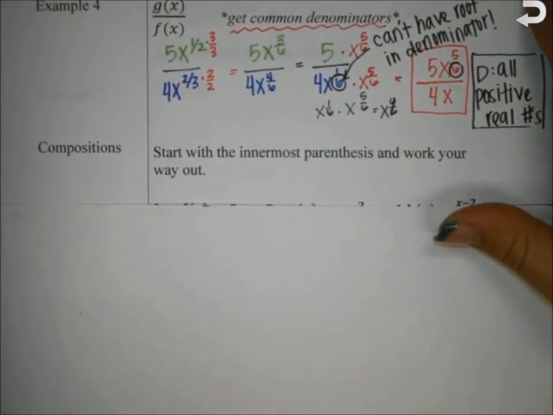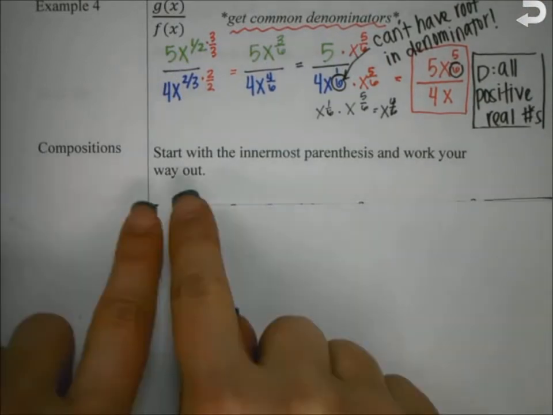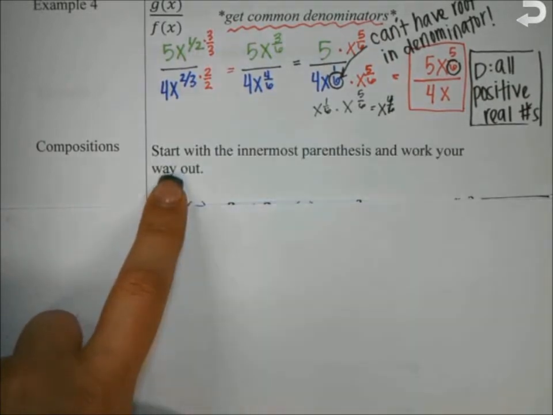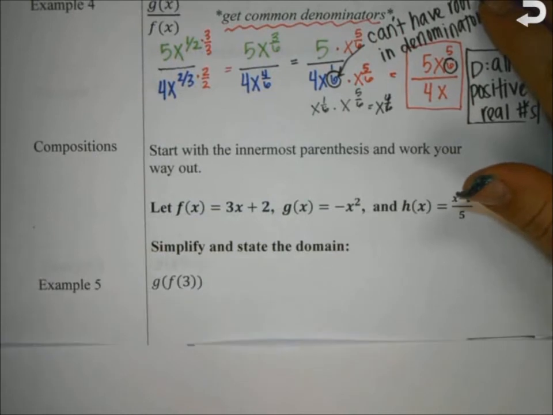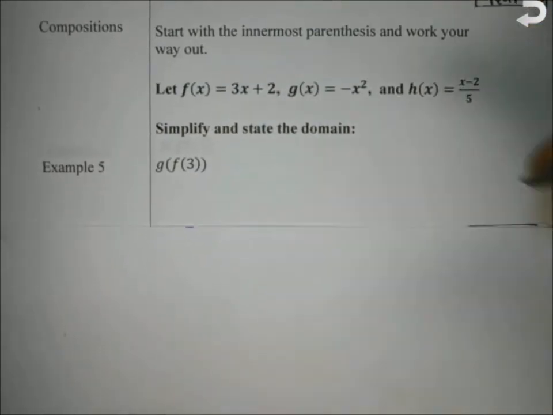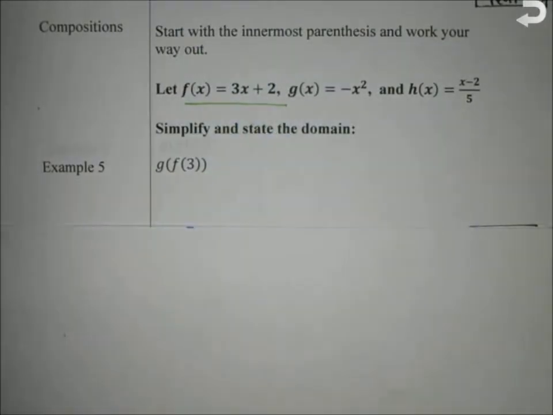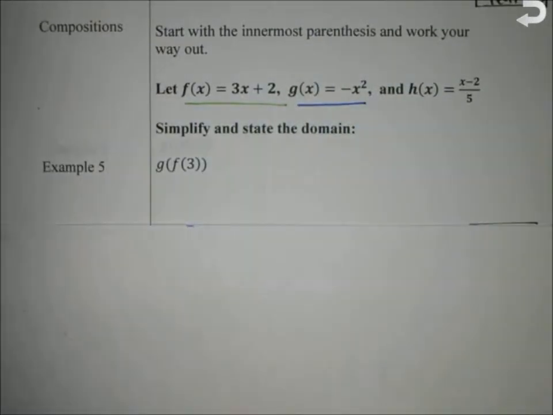Okay, so we're going to work with two new functions here. f of x is 3x plus 2. g of x is negative x squared. And h of x is (x minus 2) over 5. But I don't think we're going to have enough time to do one of the examples with h of x. Okay. So what does this mean? The first thing we need to do is simplify the most inside one.